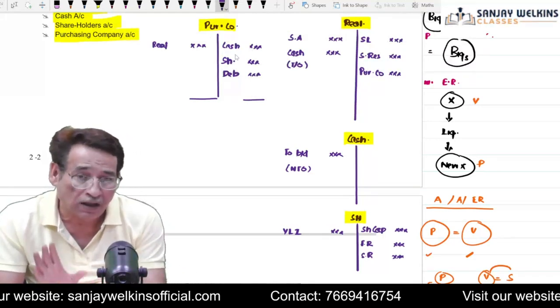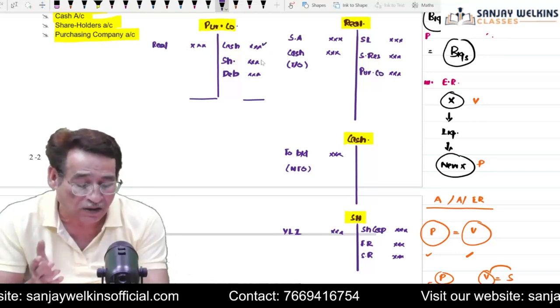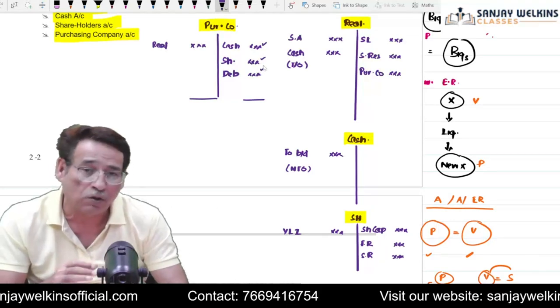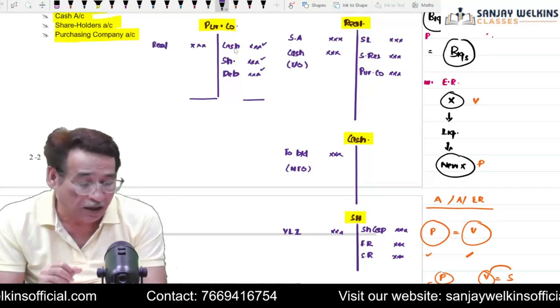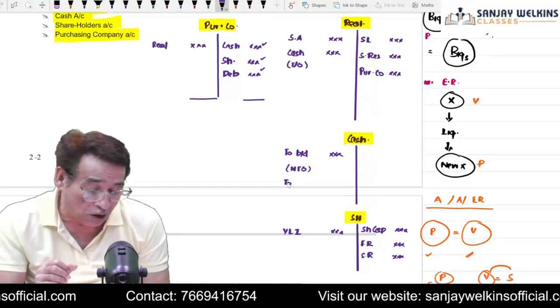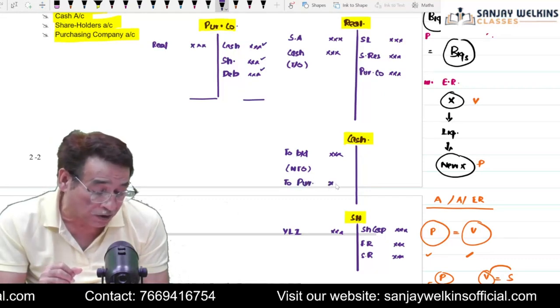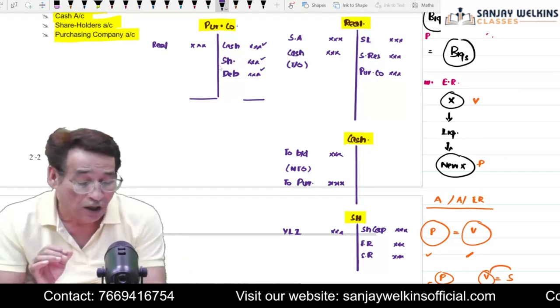Now, important thing is that you have received some portion of purchase consideration in cash, let us say, and some portion in shares of purchasing company, and some portion through debentures in purchasing company. After writing here by cash, I will also write in the cash account to purchasing company the portion of the purchase consideration which is received in cash. I am going to write it on the debit side of the cash account.